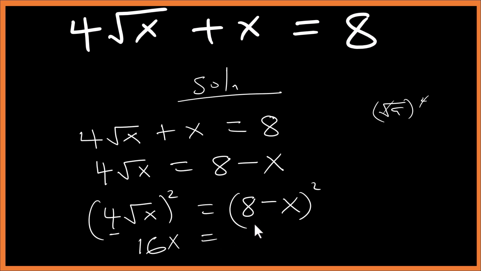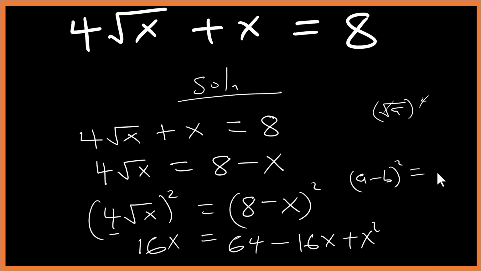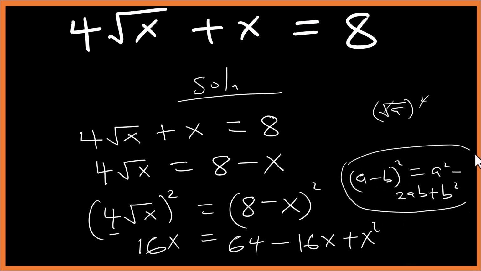So this side will be 8 squared, which is 64. So 2 times 8 times x, so minus 16x plus x squared. It means (a minus b) all squared is the same as a squared minus 2ab plus b squared. Okay, that's that.